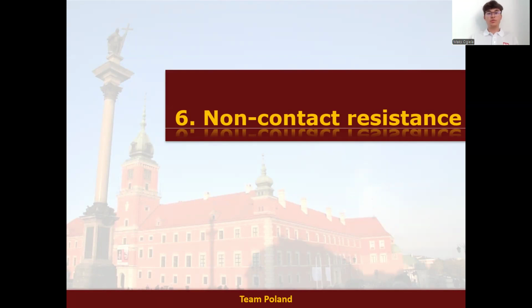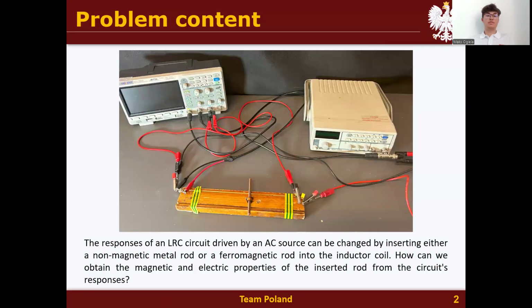I'm happy to present to you our solution to problem number 6, non-contact resistance. The problem content states: the responses of an LRC circuit driven by an AC source can be changed by inserting either a non-magnetic metal rod or a ferromagnetic rod into the inductor coil. How can we obtain the magnetic and electric properties of the inserted rod from the circuit's responses?